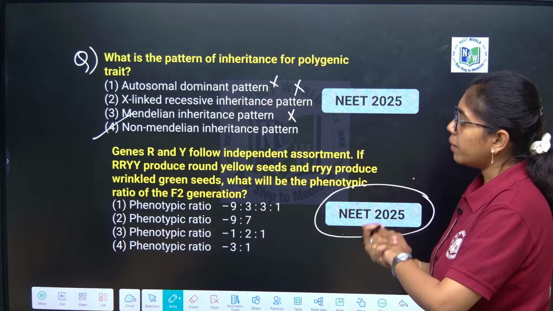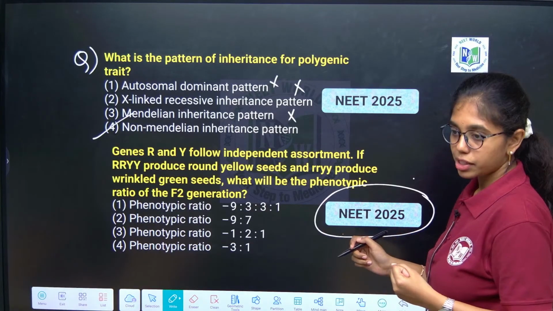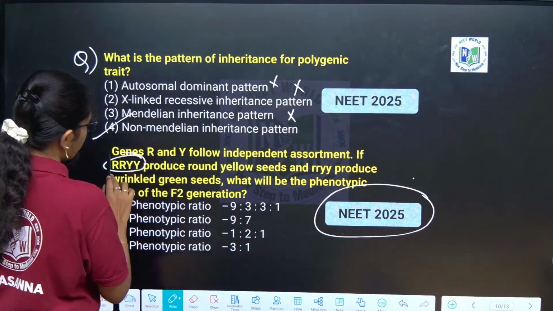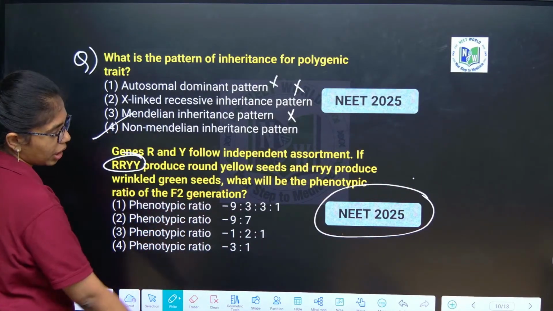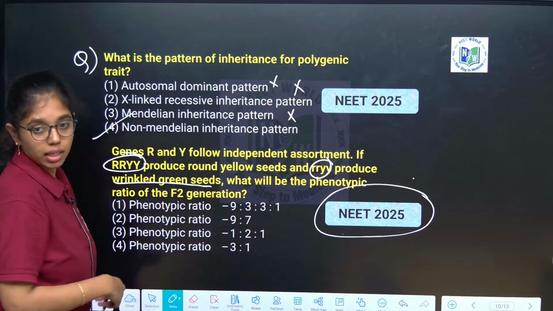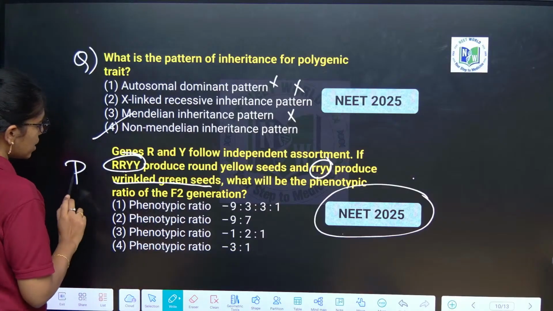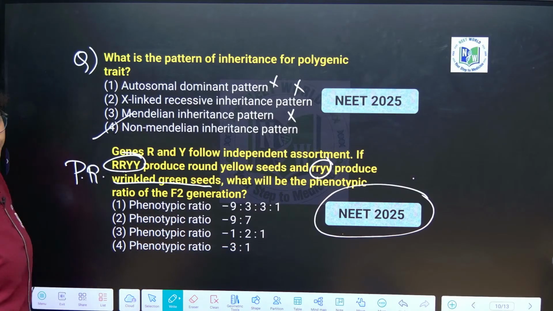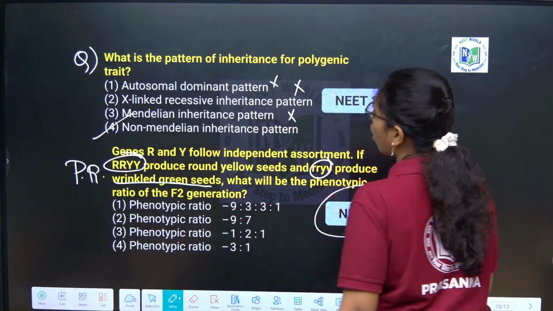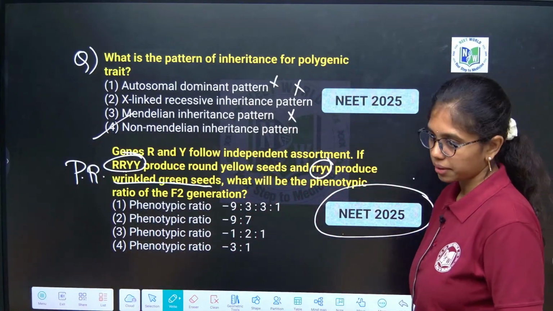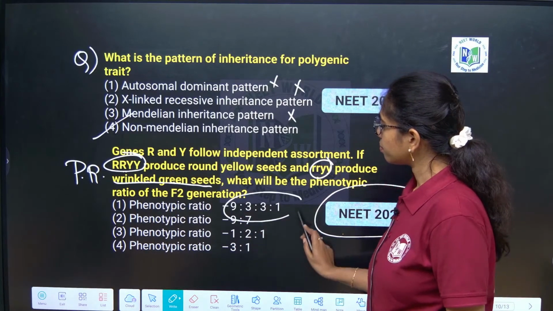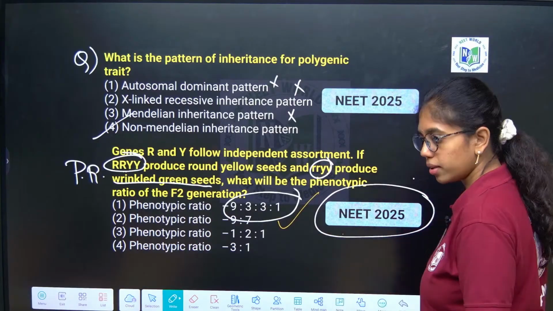Genes R and Y follow independent assortment. If capital R, capital R, capital Y produce round and yellow seeds, and this homozygous recessive are producing wrinkled and green, this is explaining what? Parental generation of which cross? Dihybrid cross. Okay. What will be the phenotypic ratio of F2 generation, he is asking. Phenotypic ratio of F2 generation will be what? That's it. Okay.